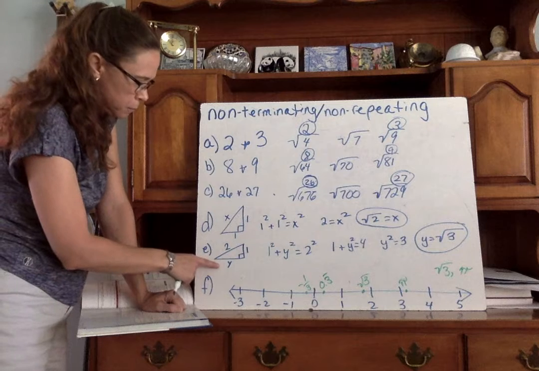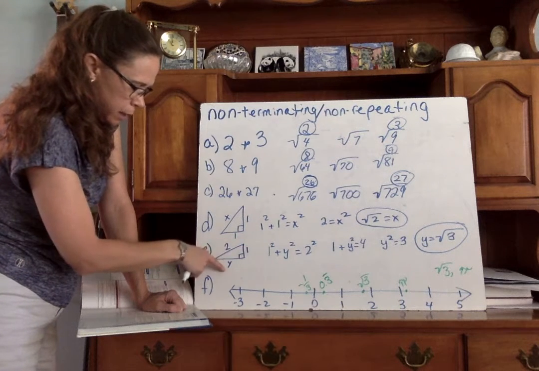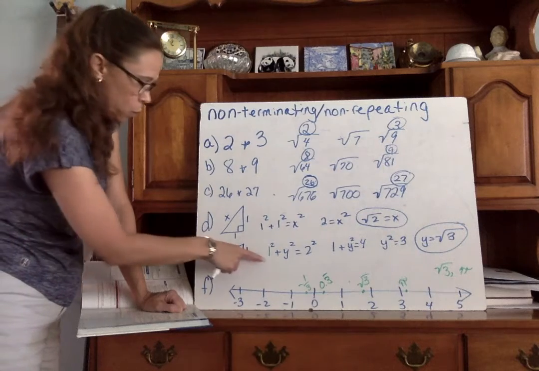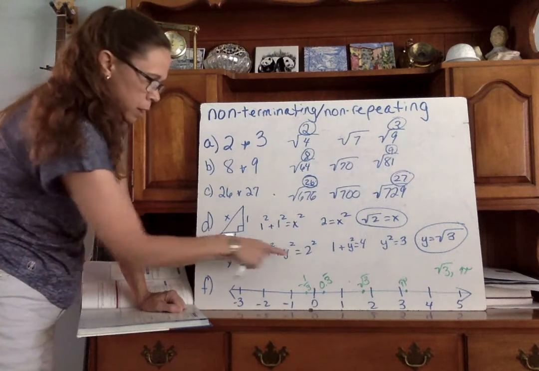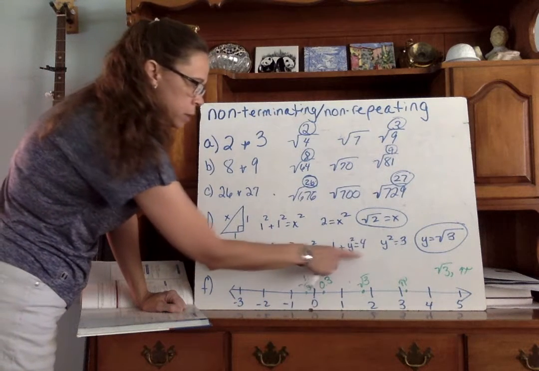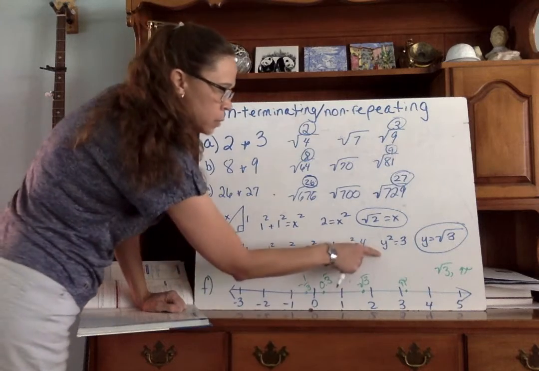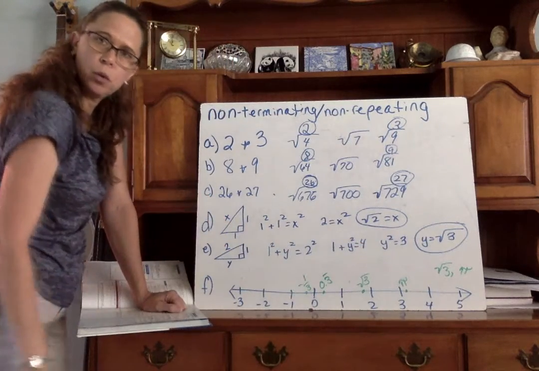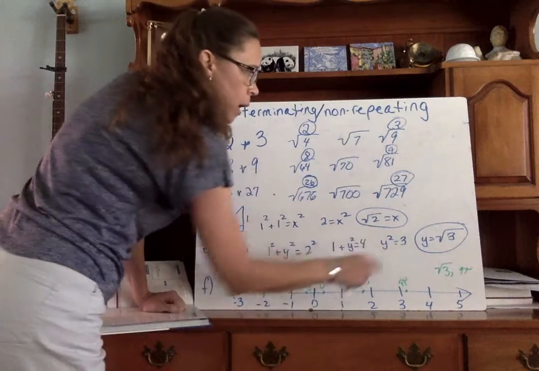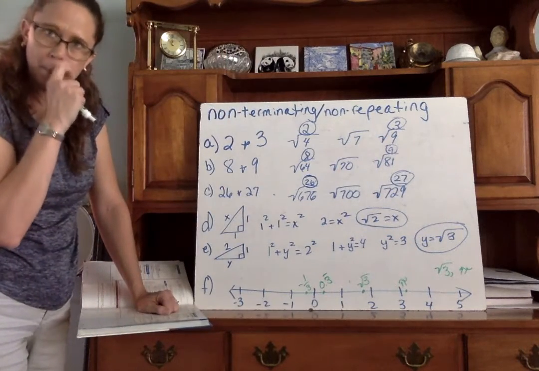Okay? The second one here, this is a leg, this is a leg. Here's the hypotenuse. So 1 squared plus y squared is equal to 2 squared. 1 squared is 1, plus y squared is equal to 2 squared, which is 4. Subtract 1 on both sides. Y squared is equal to 3. I need to square root both sides to get y. Y is equal to the square root of 3. That's the most exact answer I can have.